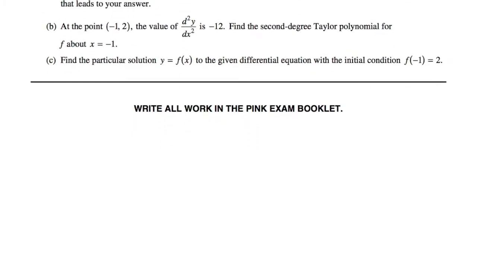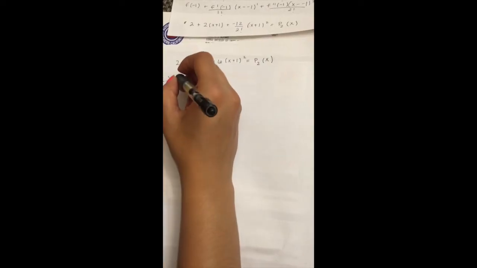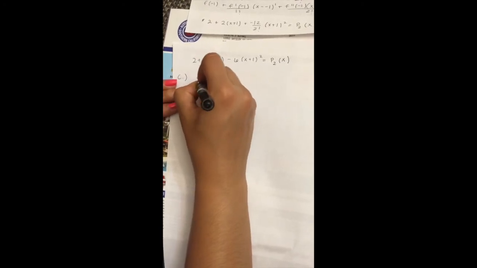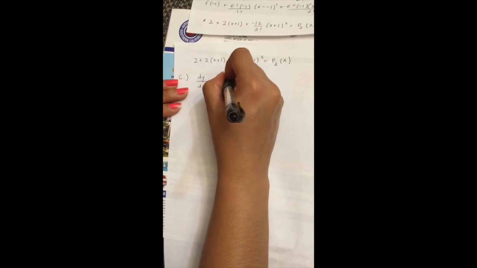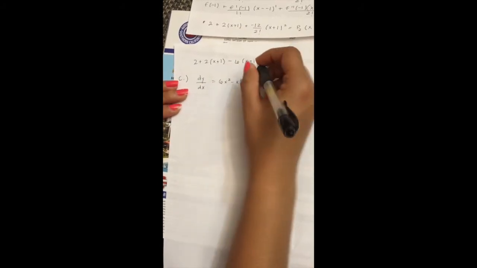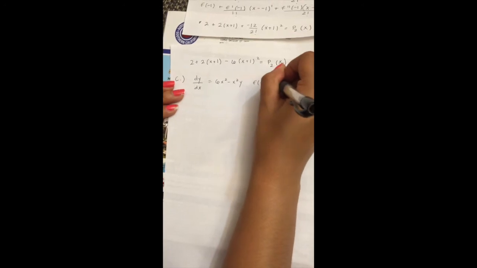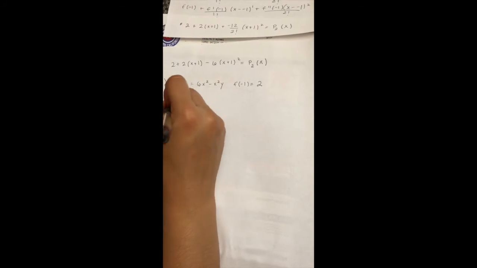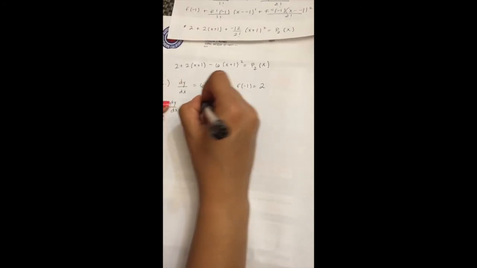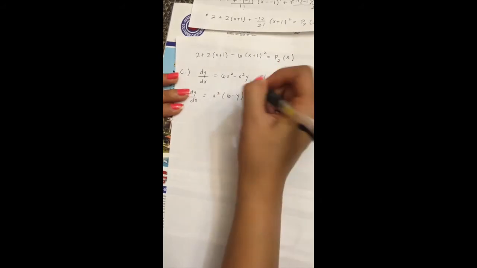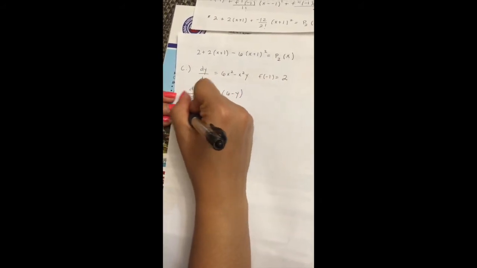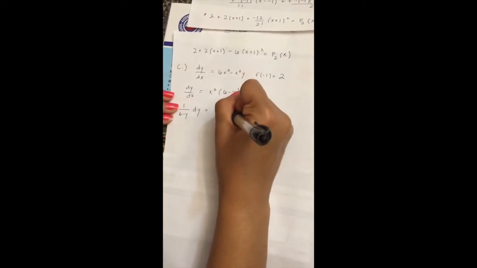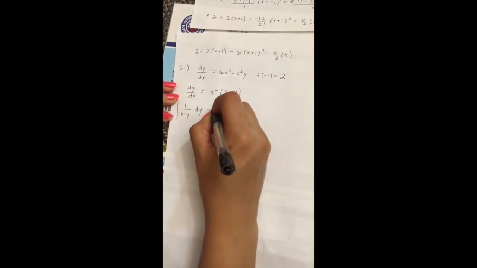For part C, we need to find the particular solution for y equal to f of x. The first thing we do is write down the given information, which is dy over dx is equal to 6x squared minus x squared times y. We are also given f of negative 1, which is equal to 2. Once we have that information down, the next step is to do separation of variables. And to do that, what we need to do is get all the y's on one side and all the x's on the other side. So we do that by multiplying both sides by dx and dividing both sides by 6 minus y.